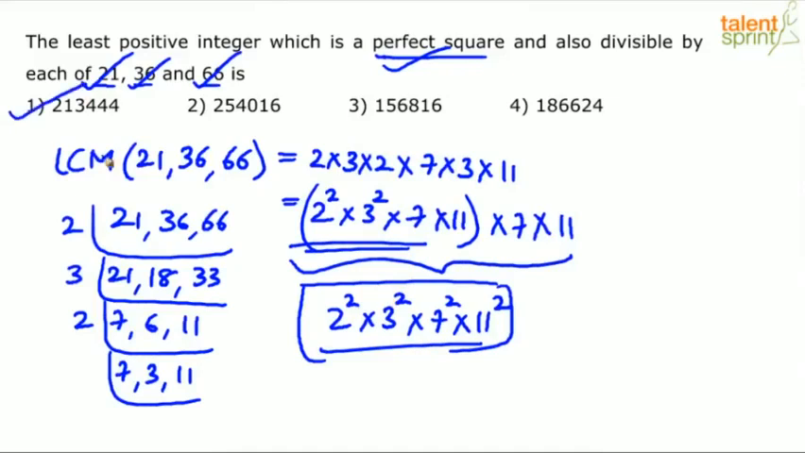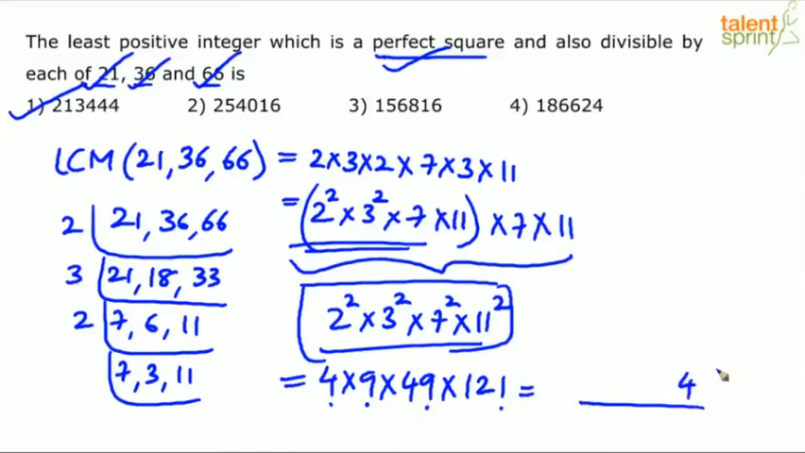You can actually go by unit space first of all. So this is like 4 into 3 squared 9 into 7 squared 49 into 11 squared 121. Go by unit space. 4 into 9 will end in 6. 6 into 9 will end in 4. 4 into 1 will end in 4. So I know that the answer has to end with 4. So option 2 and option 3 get eliminated.